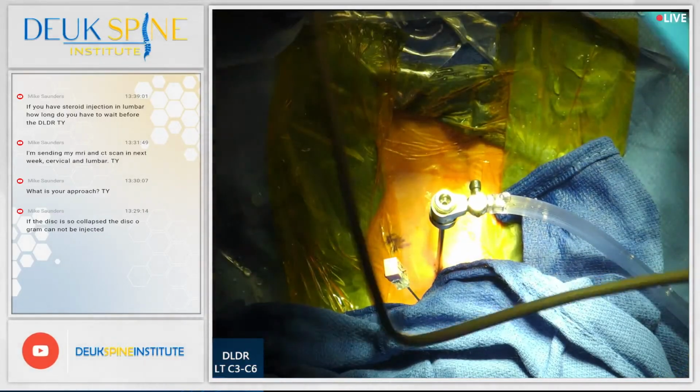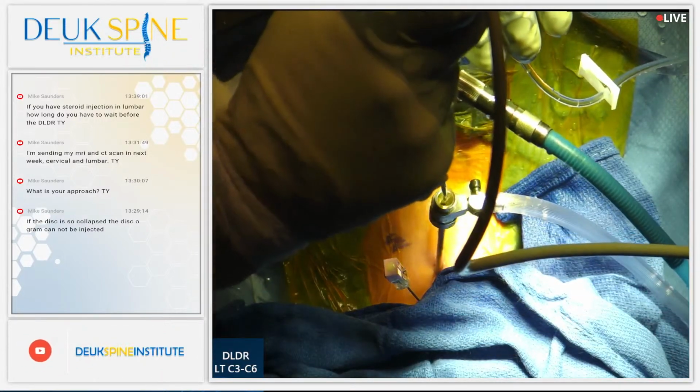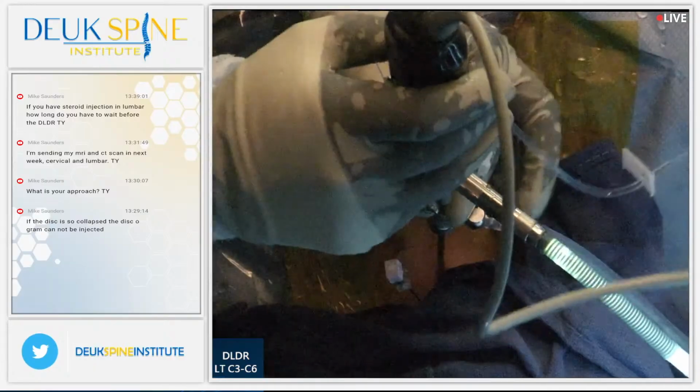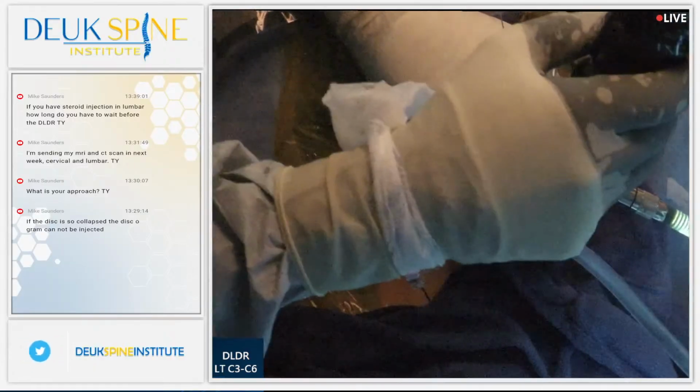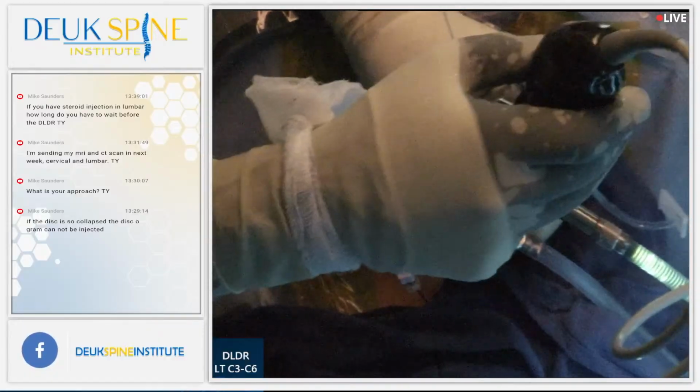Steroid injections are never going to fix your problem, ever. They always wear off. The problem always persists. The only way to fix herniated disc symptoms is surgery on the herniated disc.